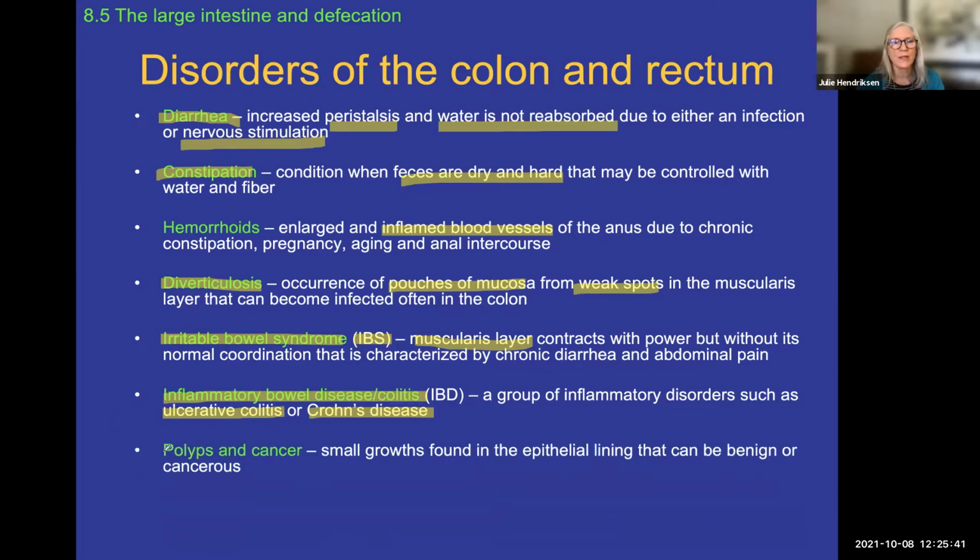And then finally, polyps and cancer. Polyps are these extra growths that you may see in the wall of the colon. And of course, cancer means that the tissues are growing uncontrollably. So benign polyps can be found. And then of course, you can end up with cancerous growths as well, which would have to be excised and dealt with.